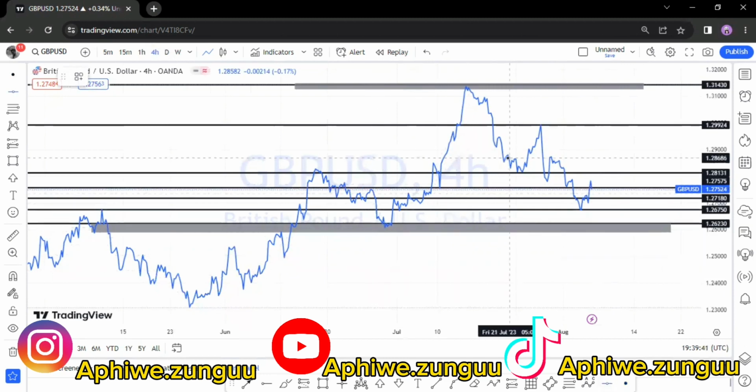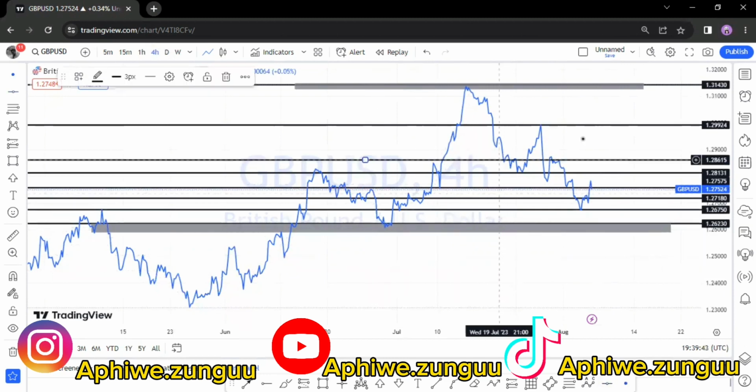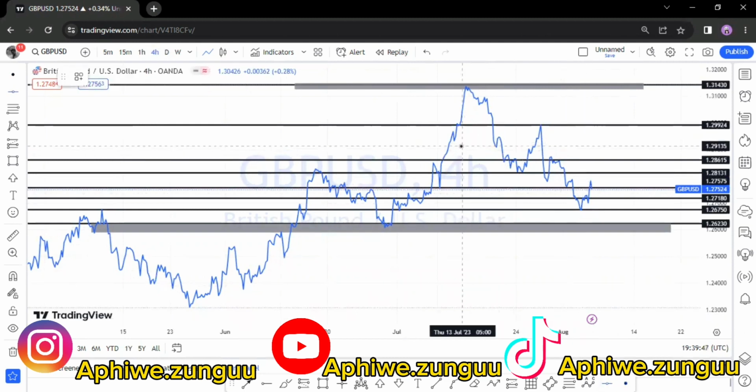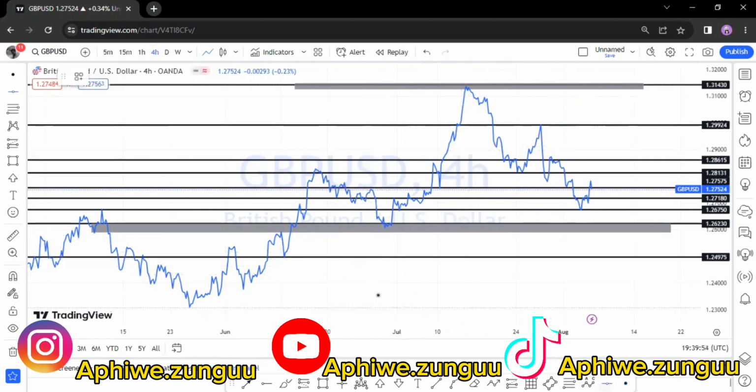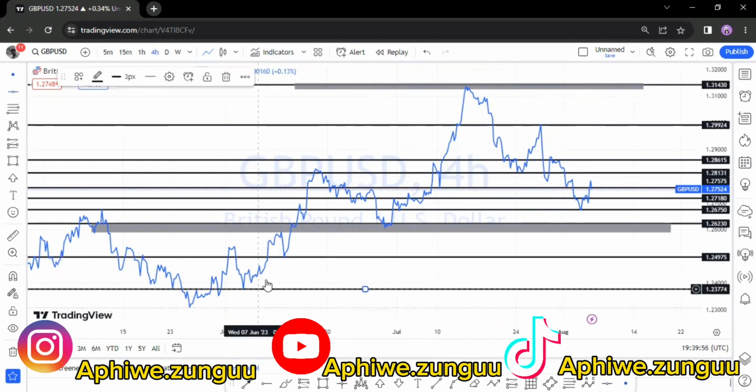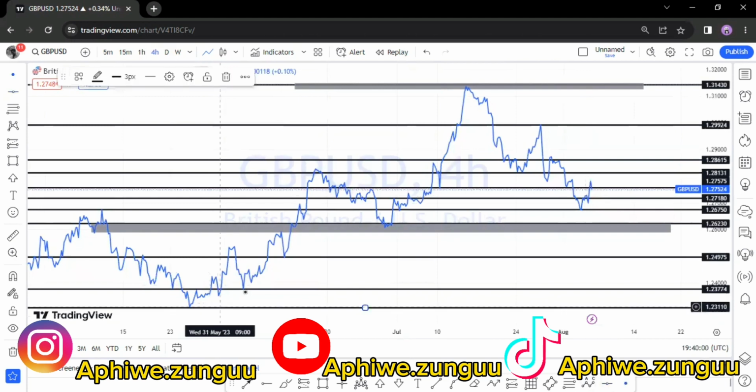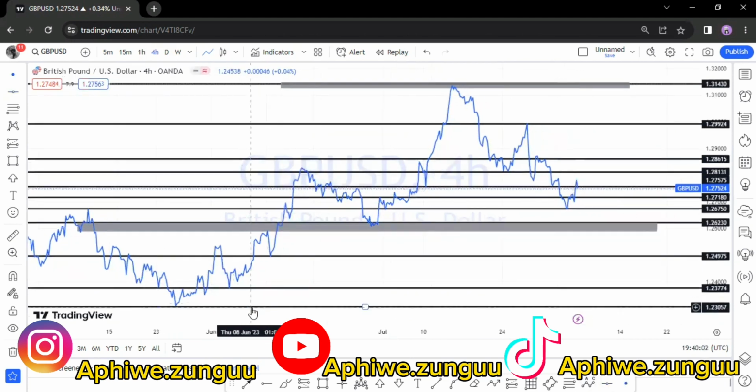I hope you guys are actually seeing that I am marking down areas that are near the current market price. I'm not marking down areas that are too far away, probably like over here. I mean, I could mark them out. It's just that I won't focus more on them because they are not near the current market price. The only thing I'm focusing on is in between these two levels right here. That's what I'm focusing on right now, right?